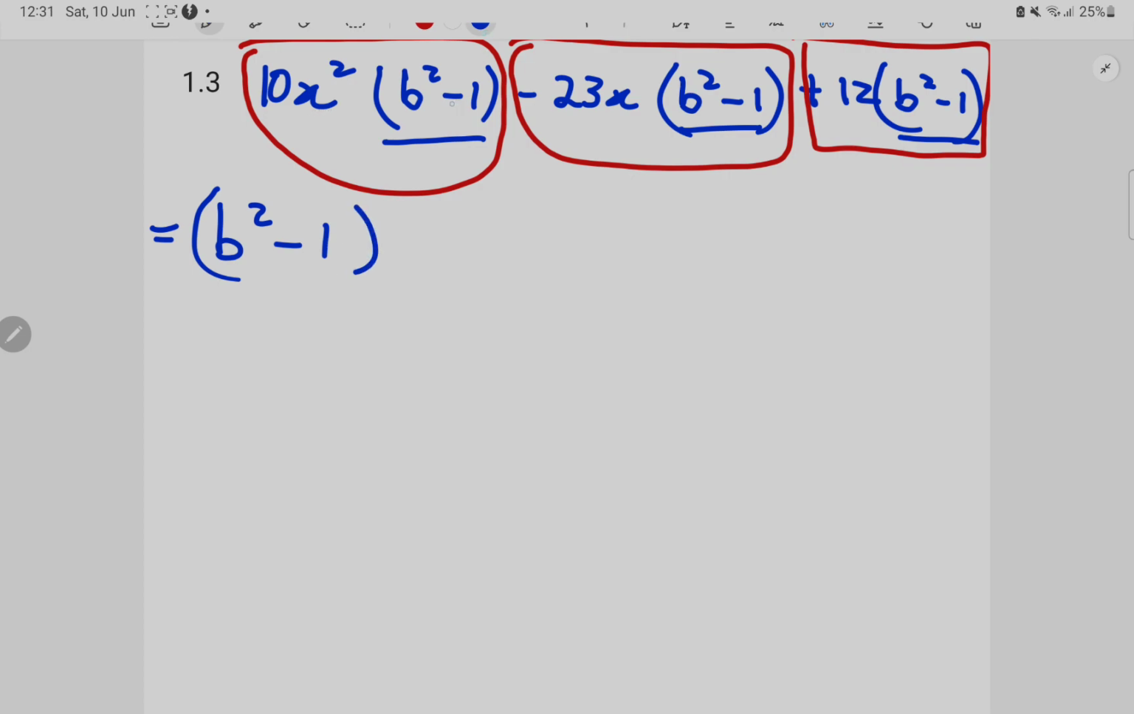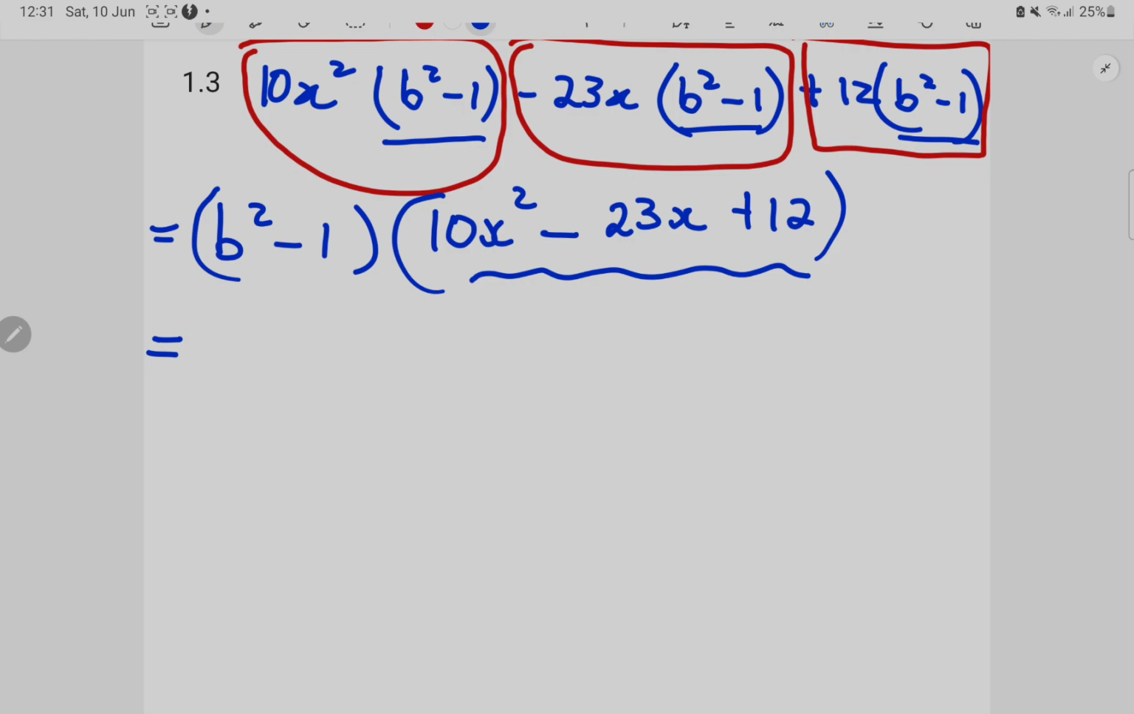If you take out this b squared minus 1, in fact, it's like 10x squared divided by b squared minus 1. What is going to be left is 10x squared. And then minus 23x into b squared minus 1 divided by b squared minus 1, the answer is going to be 23x. Plus 12 into b squared minus 1 divided by b squared minus 1, then the answer there is going to be 12. Okay, so let's factorize this one first, this trinomial.